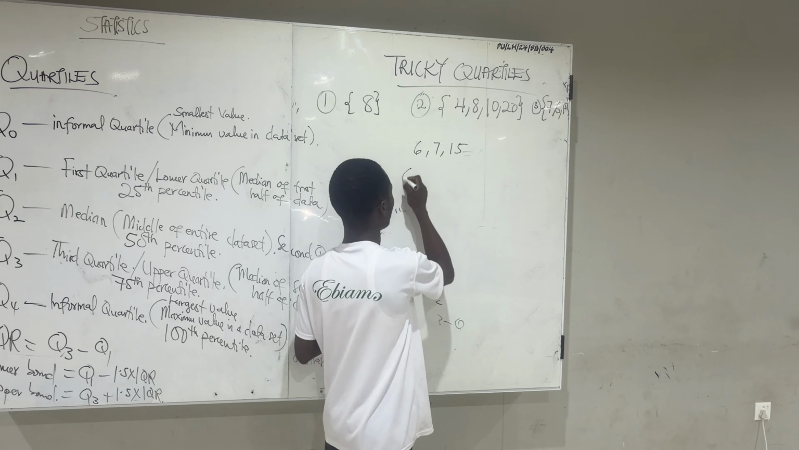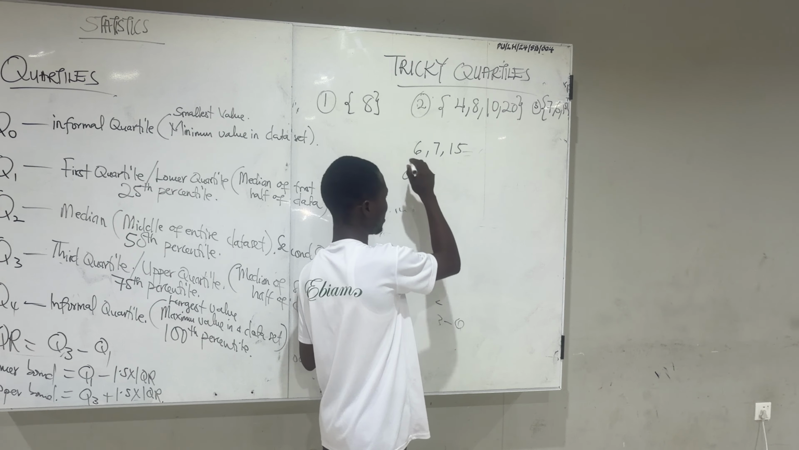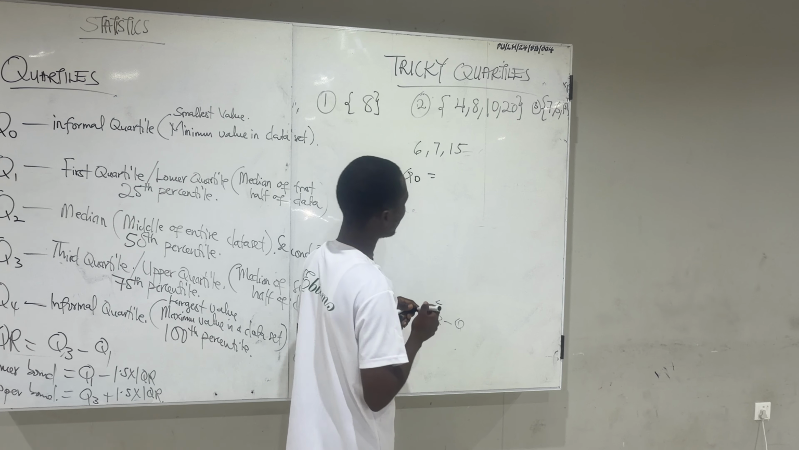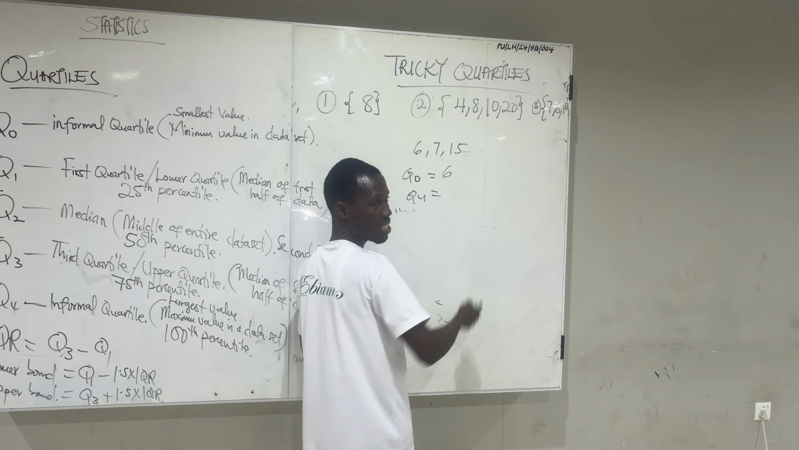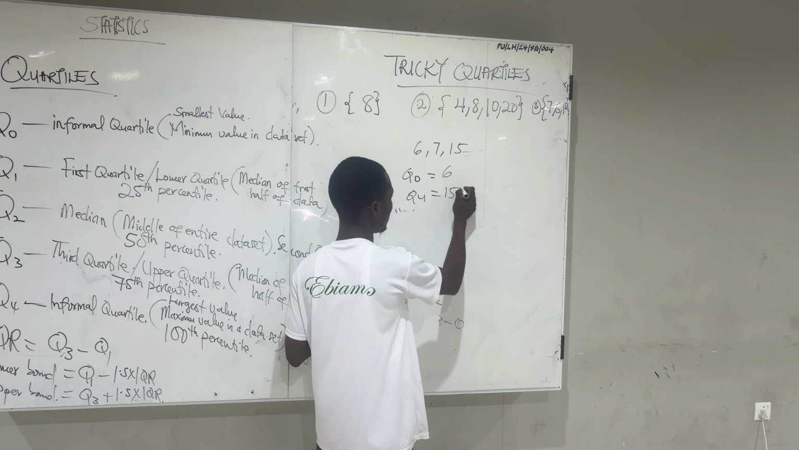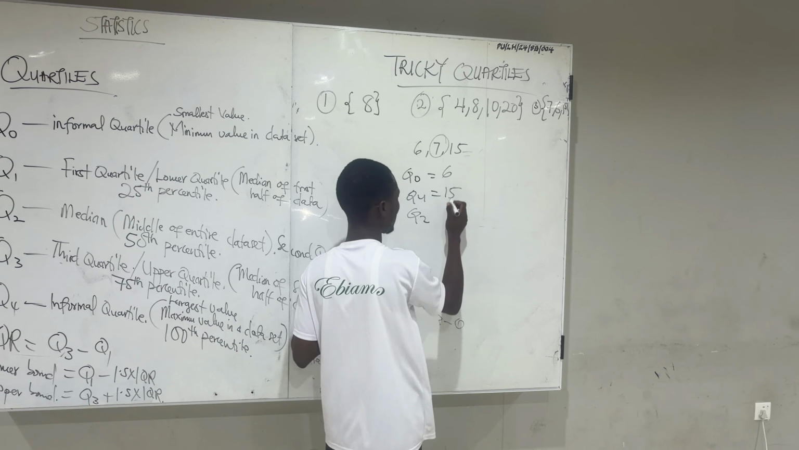Okay. Now, this is an odd data set. Your Q0, which is the least value of the data set, is what? 6. Your Q4, which is the maximum value of the data set, is what? 15. Then your Q2, which is the median, is what? 7.